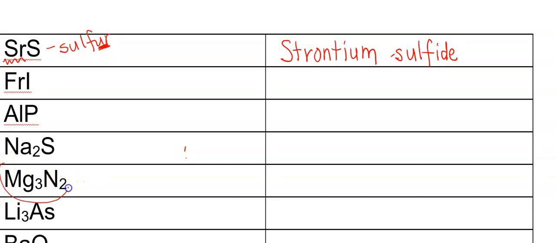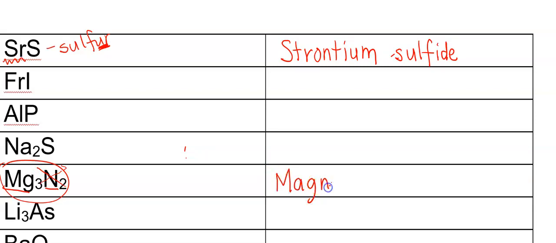Let's do this one, Mg3N2. Note that it does not matter, those subscripts, in the naming of this because we're dealing with 2 atoms, binary atoms. The subscripts were there just because of the charges. The N had a -3, excuse me, and the magnesium had a +2. That's where the charges came from. In the naming, we just write down the entire name.